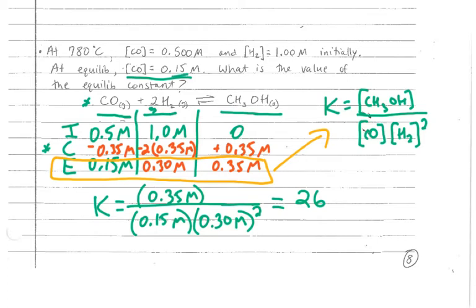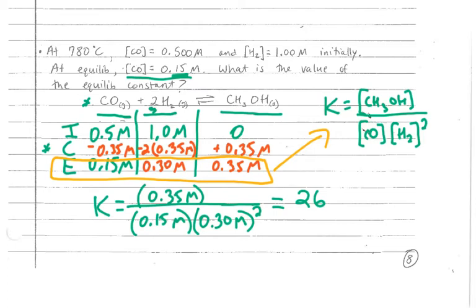All right, I only have 2 sig figs in this value, so my answer is only going to have 2 sig figs. So the K equals 26, and we figured that out first by making an icebox so that we could solve for the equilibrium concentrations of everything, and then we plug those equilibrium concentrations into our expression for the equilibrium constant.